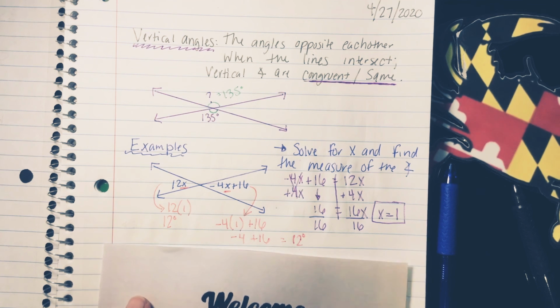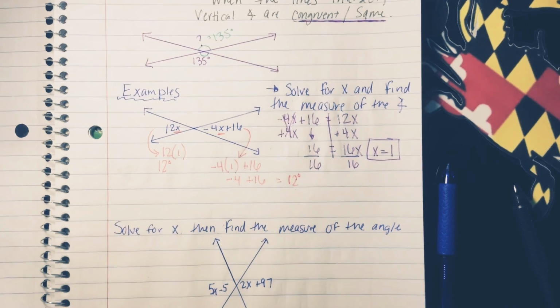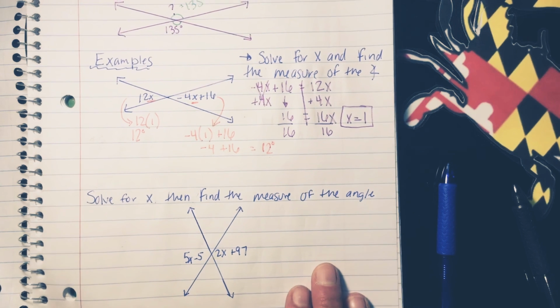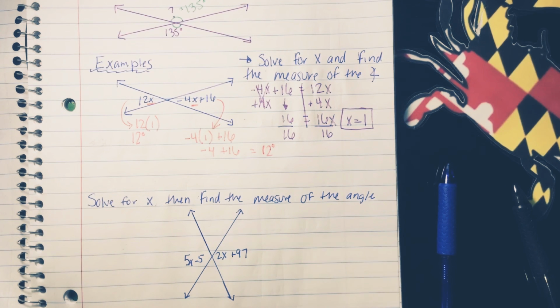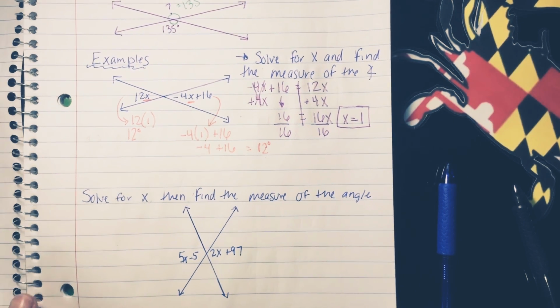We're going to do one more example. I know this seems a little tricky, and again, please pause the video and write this down. Take your time. Whatever you don't understand, pause it. You've got plenty of time. Okay, so we're solving for x and then finding the measure of the angle.